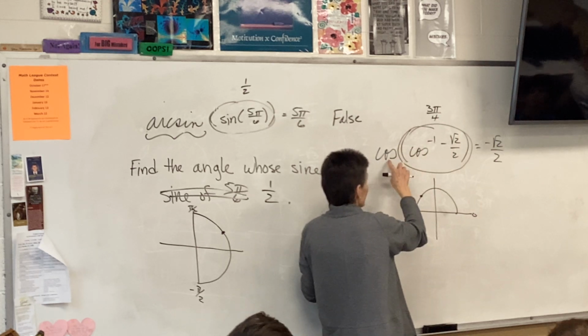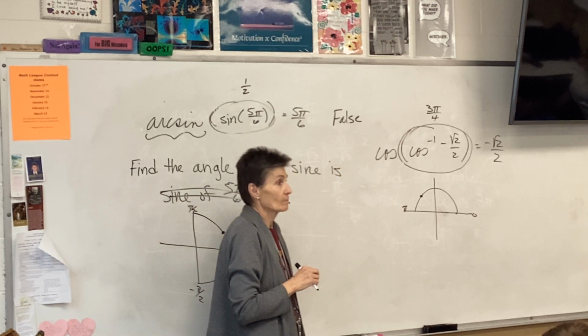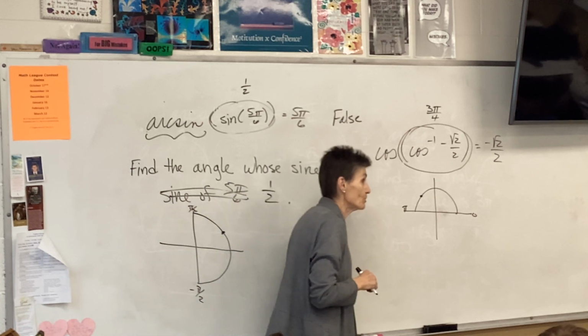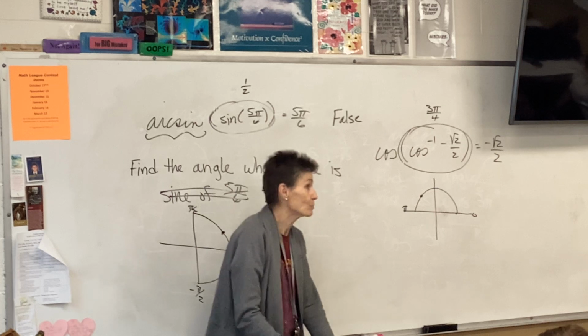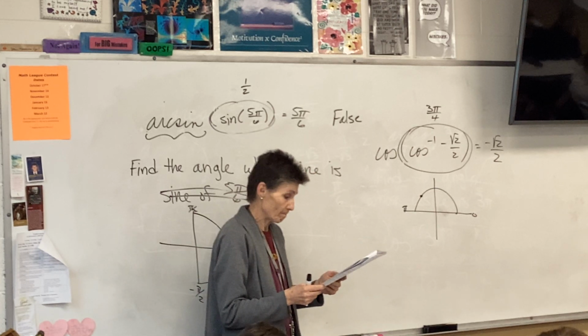Now, what's the cosine of 3 pi over 4? Negative root 2 over 2. So that one is a true statement? True statement.